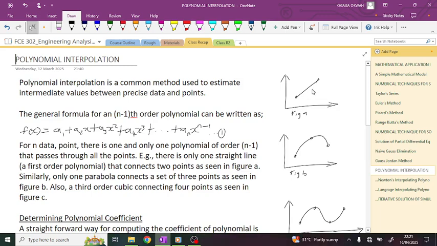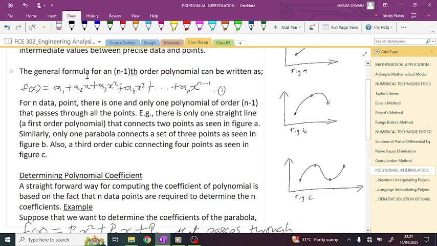So polynomial interpolation. The general formula for an n minus 1 order polynomial can be written as f of x equals a1 plus a2 x plus a3 x squared plus a4 x cubed and so on. So for n data points, there is one and only one polynomial of order n minus 1 that passes through all points. For example, there is only one straight line, that's a first order polynomial, that connects 2 points.